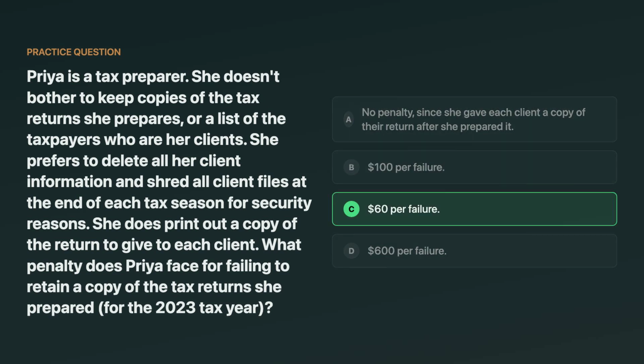The correct answer is $60 per failure. Giving the client a copy doesn't satisfy the preparer's own retention requirement. The tempting wrong answer is no penalty, because it feels like the client copy should be enough, but the rule is about what the preparer must retain, not what the client receives.